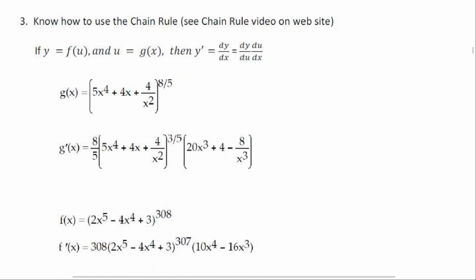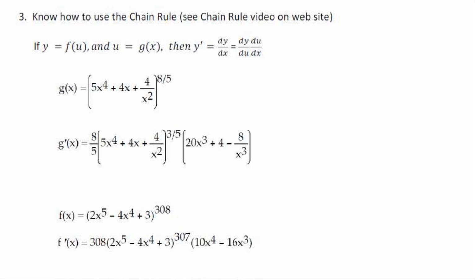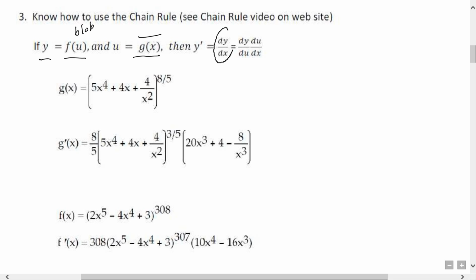And I'm sure you've heard us talk about remembering the chain rule. If you have y equal a function of u, which we have sometimes called the blob, and u is itself a function of x like g of x, then you first of all take the derivative of y with respect to u, and then multiply times du dx.